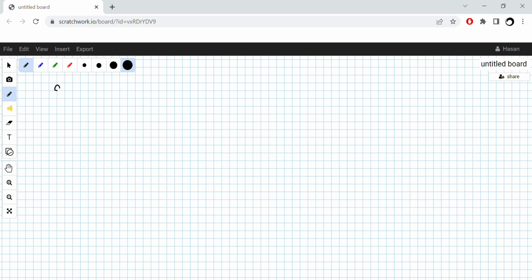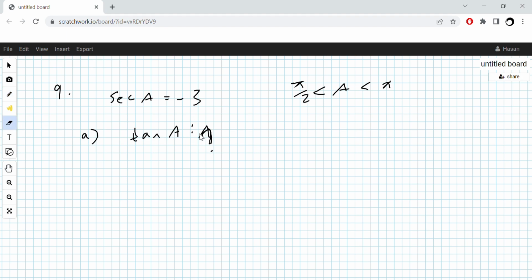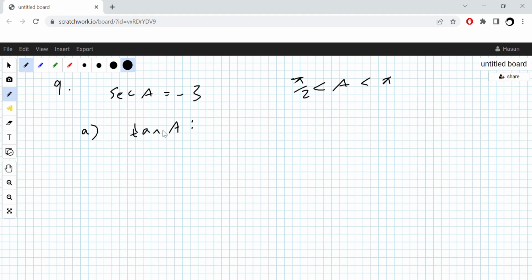For question 9, they've said sec A equals minus 3, where A is from pi over 2 to pi. And they're asking for the value of tan A. There's two ways to go about this. The first way is recognize that tan A is related to sec A and use our identities.